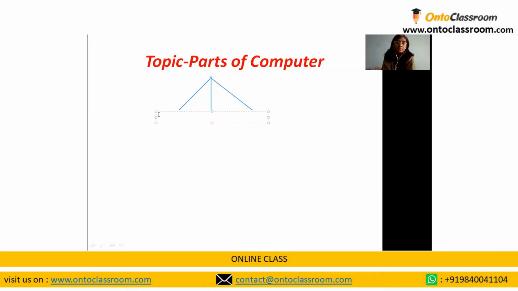That is, first is CPU. Yes, you see CPU. Then there is mouse. And then third is monitor. So we have come across three parts: CPU, mouse, and monitor.